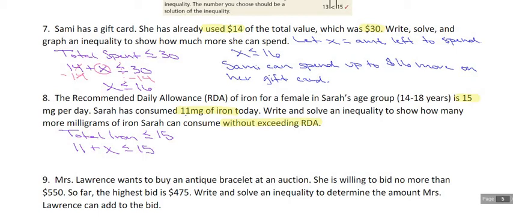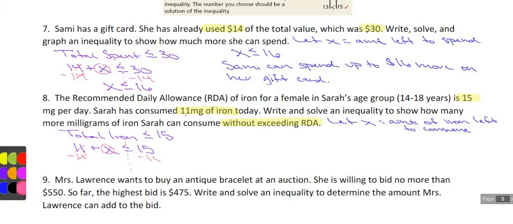So our variable X here is the amount of iron left to consume. All right, so let's again circle our variable, dotted line through our inequality. We're going to subtract 11 from both sides. So X is less than or equal to 4 milligrams.